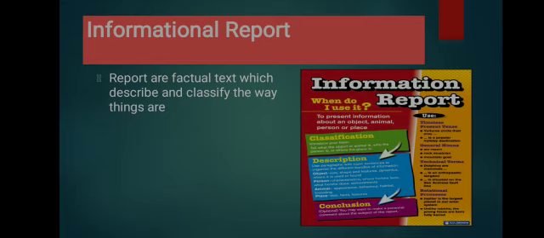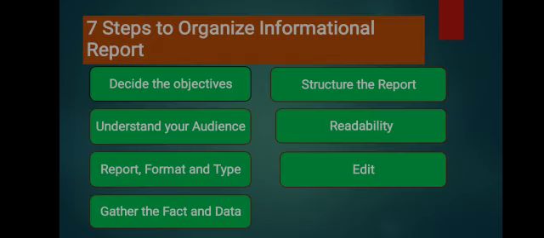At first, we have to know what an informational report is. Informational reports are factual texts which describe and classify the way things are. It has seven major steps to organize an informational report. At first, decide the objective. Deciding the objective means taking some time to think about the purpose of the report.